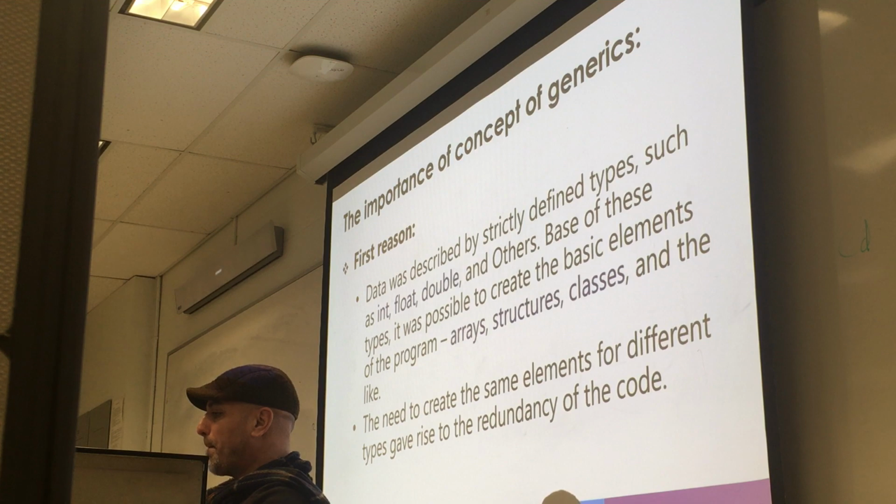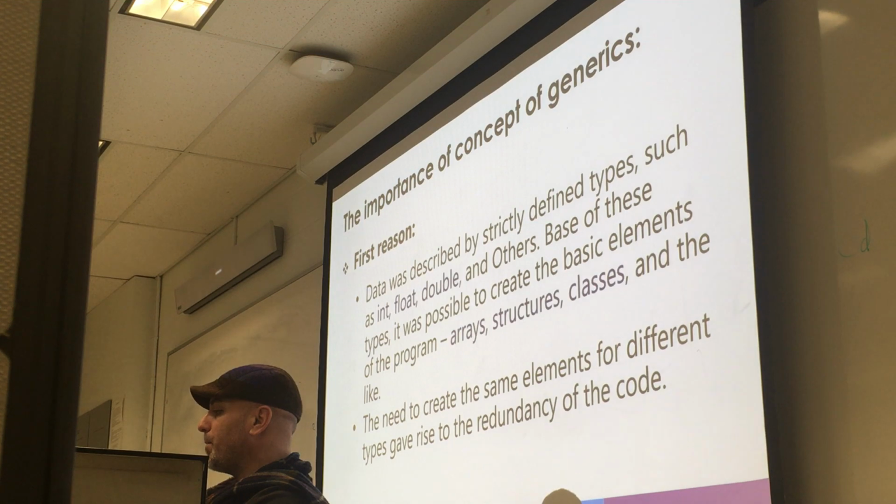The first reason. Data was described by strictly defined types such as int, float, double, or other pairs of these types. Also, we can create a collection of this data type, like array, structures, classes, lists, whatever. The need to create the same element for different types gives rise to the redundancy of the code.